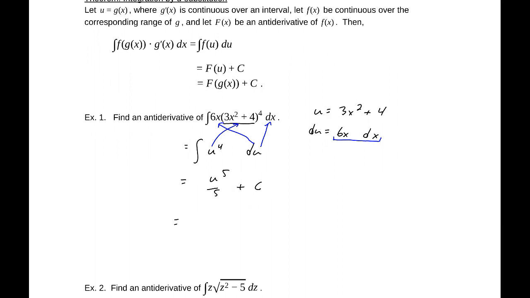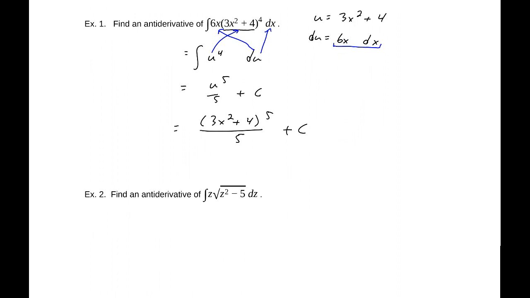Then I'm going to replace back in what my value of u is once I've taken the antiderivative. So this is (3x squared plus 4) to the fifth over 5 plus c. The idea is actually to make our lives quite a bit easier. So again, look for an inside function. This is really the chain rule in reverse, okay? But we're still looking for the inside function.